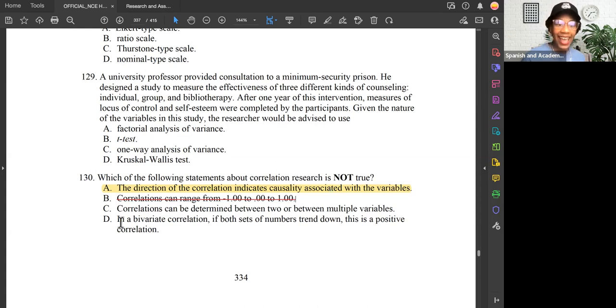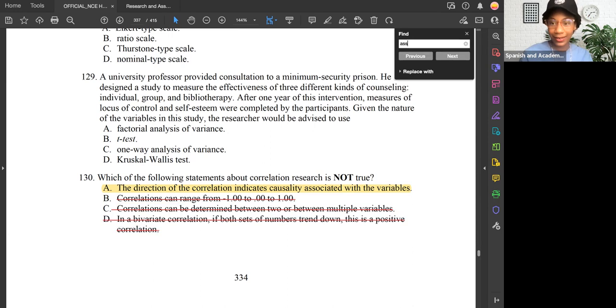And in a bivariate correlation, if both sets of numbers trend down, this is a positive correlation. That is true because correlations move in the same direction. In a positive correlation, numbers move in the same direction. Either they both go up or they both go down. So even if they're both going down, it's a positive correlation because they're both moving in the same direction. All right, we have one more.